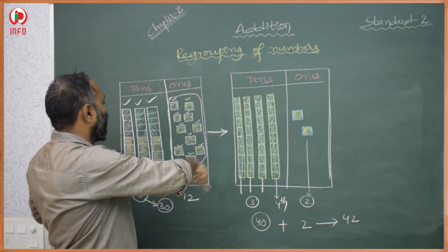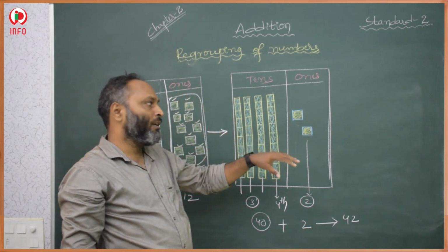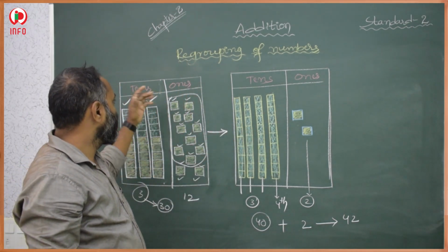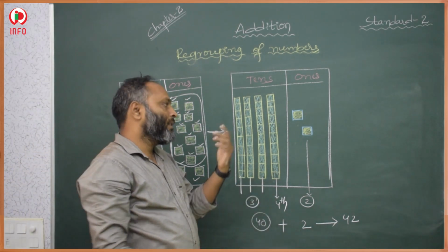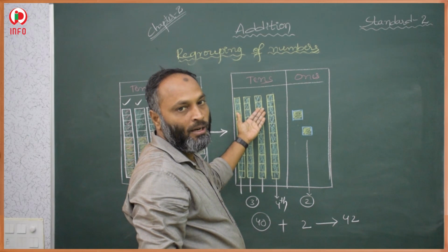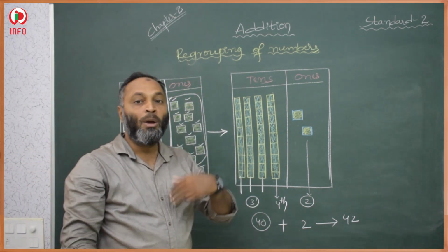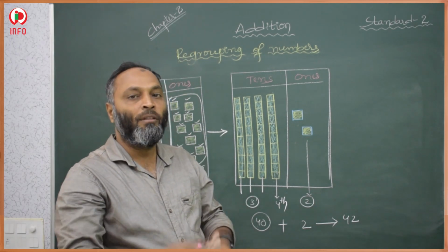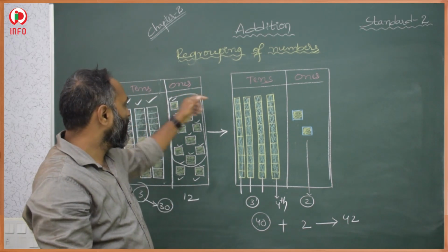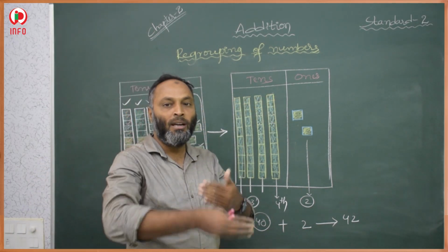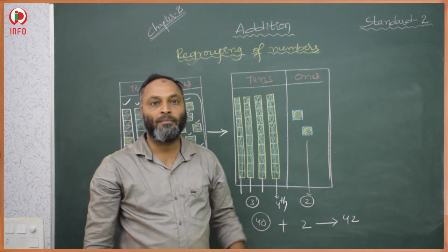So the total overall was 42 blocks, but our concept is how to regroup, how to convert ones into tens places. If in ones place more than 10 blocks were there, we have to convert them into a tens block. So this is the regrouping. Whenever in ones place more than 10 blocks were given, we have to convert the 10 blocks into tens place. This is the procedure of rearranging, regrouping. So this is the concept.